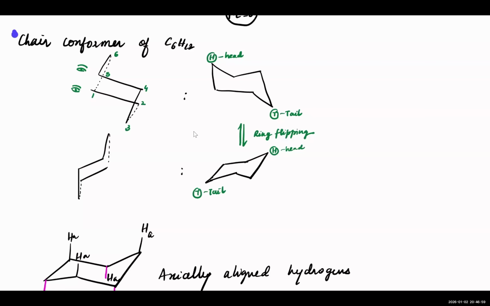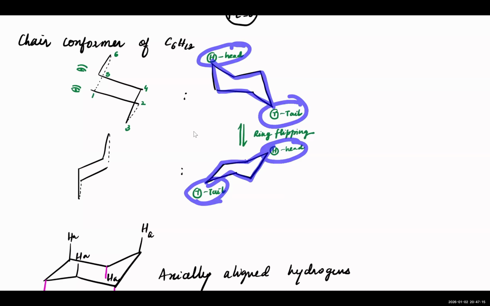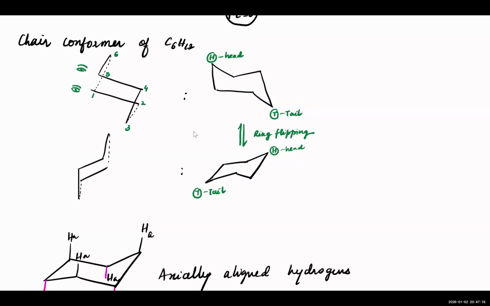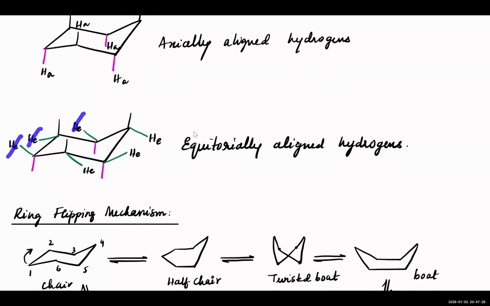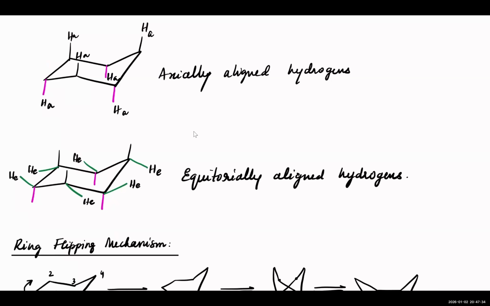Now, let us understand the chair configuration, chair conformation. The minute when you write it like this, after the flipping, it will become like this. That means the head will come onto the tail part and the tail will become the head part this way. Okay, that is how the flipping happens. Now you may notice that these are all the axial bonds. These hydrogens are all axially aligned, while these hydrogens are all equatorially aligned.